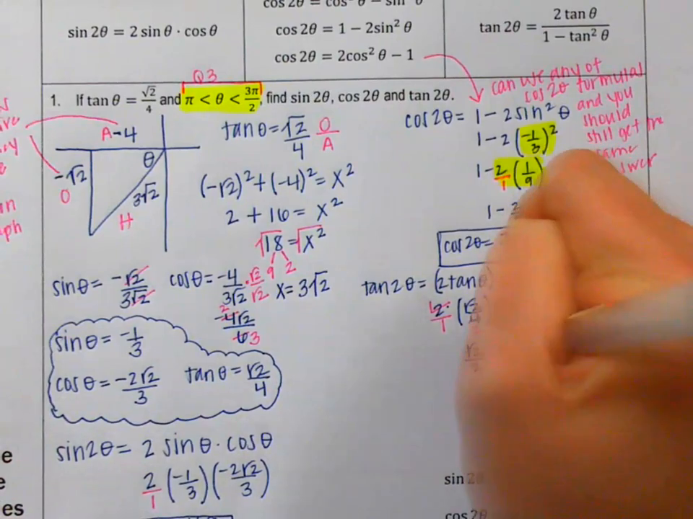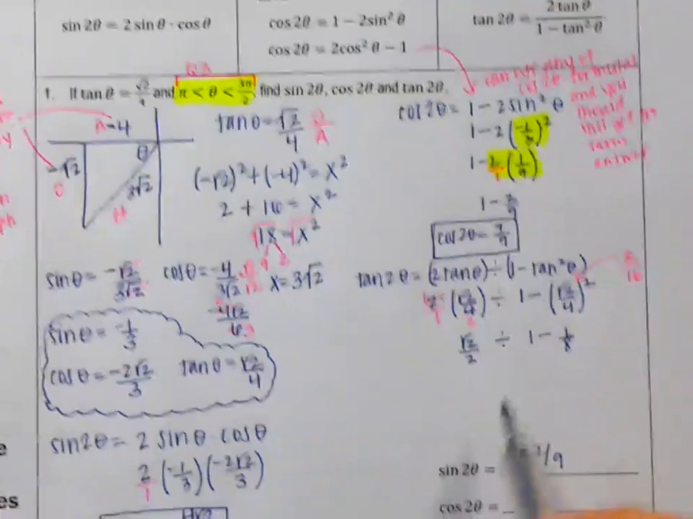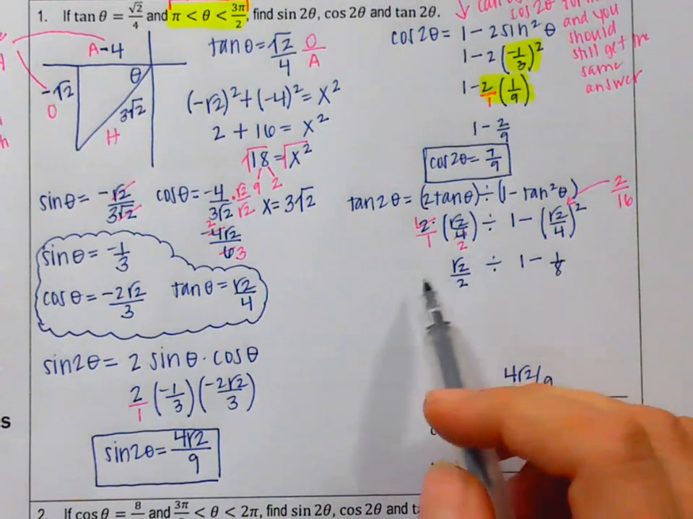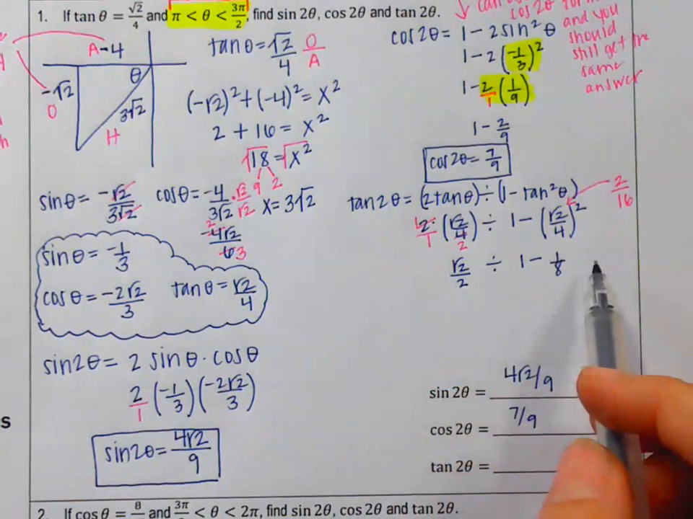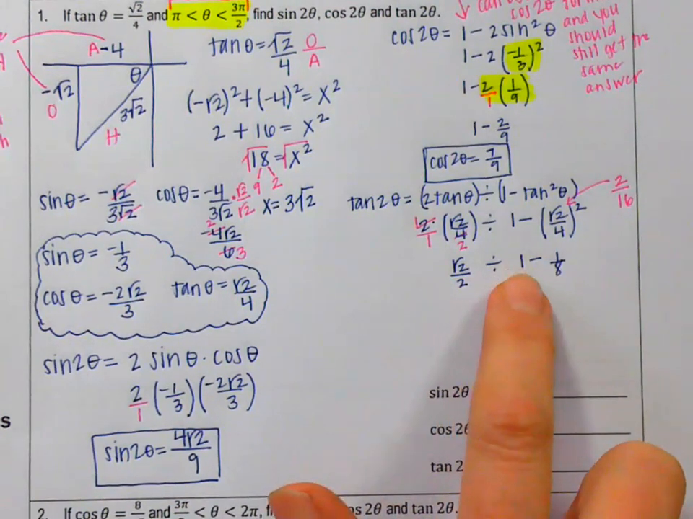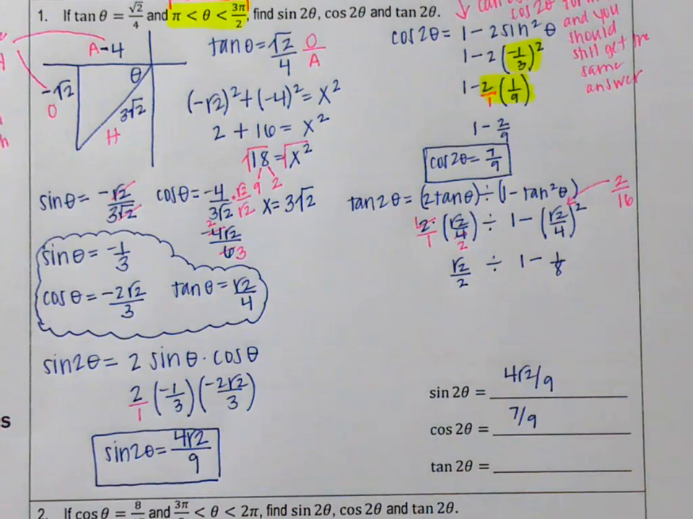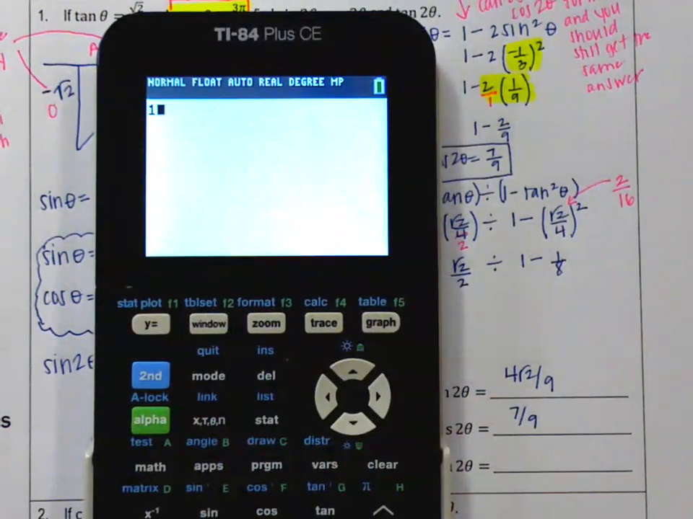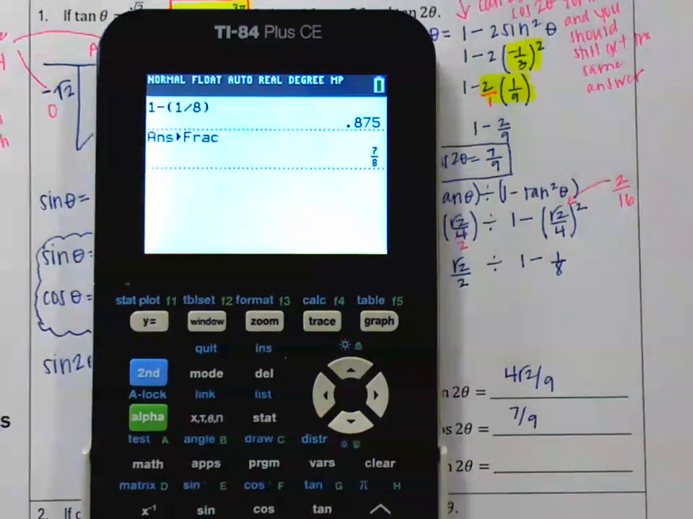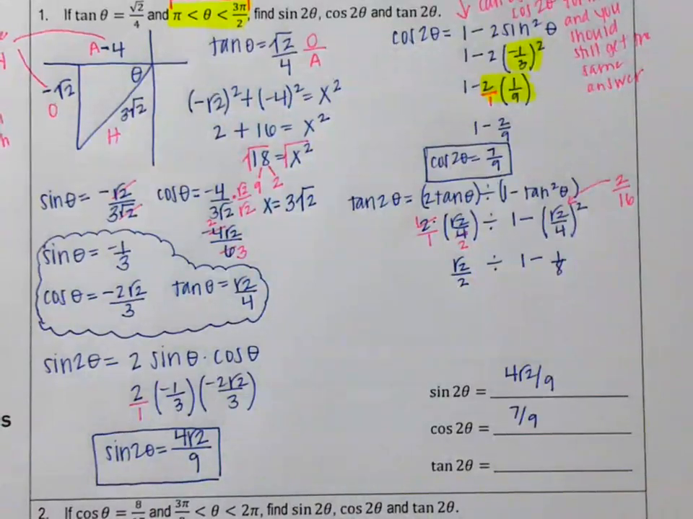Now, remember, before you can flip and multiply, you have to have a singular fraction on the left and then a singular fraction on the right. We already have a singular fraction here. We just need to get a singular fraction on the right side. So you can either do that in your calculator or get a common denominator. Common denominator would be 8. It would be 8 over 8 minus 1 over 8 would get you 7/8. Or just do that in your calculator. 1 minus 1 over 8, math frac, and then it gets us 7/8.